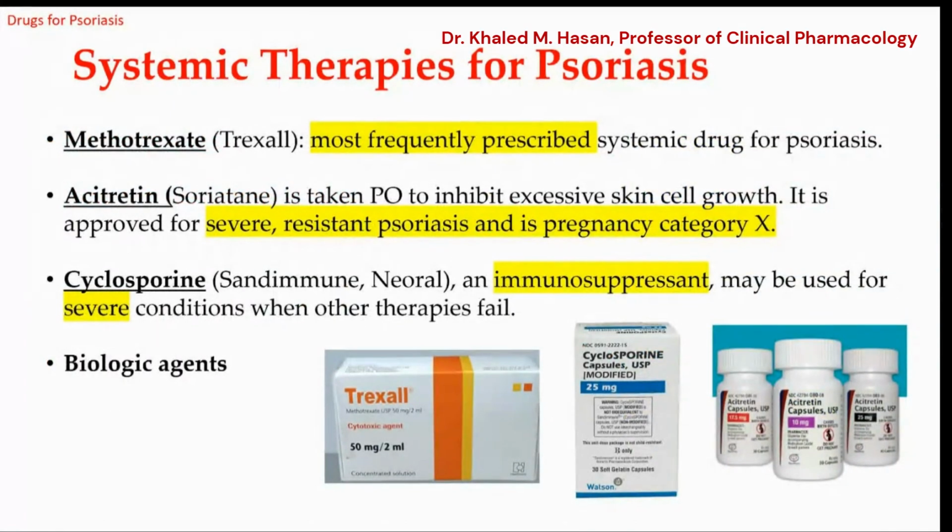Okay. Systemic therapy. You are familiar with methotrexate. Most frequently prescribed, cheap medication, effective medication. Acitretin, Soriatane, is an oral medication. You see it here. We will have it in several strengths, maybe 25, 10, 17 and a half. So acitretin, what is acitretin?